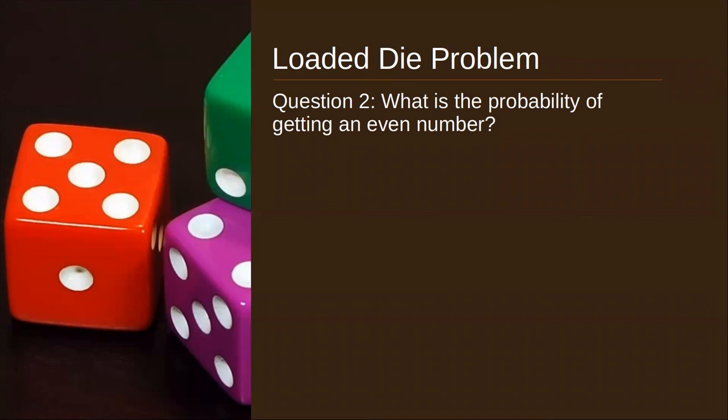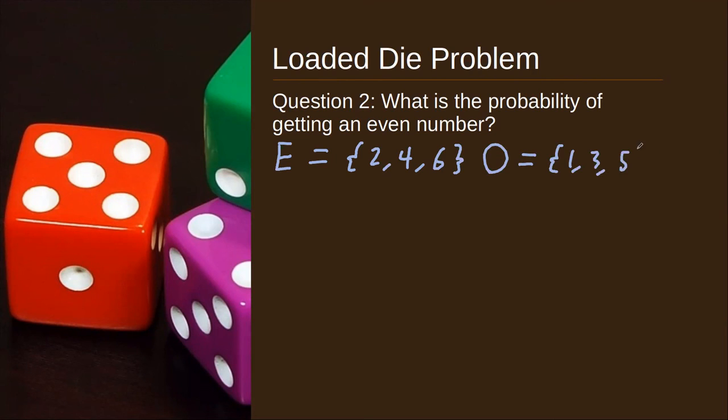So to do one more set of practice, let's look at this second question. Now I'm going to define a different set of events here. So I will define the event E as the event that you get an even number. In other words, this set is going to contain all of the even outcomes 2, 4, and 6. And O as the set that you got an odd number, so 1, 3, and 5.